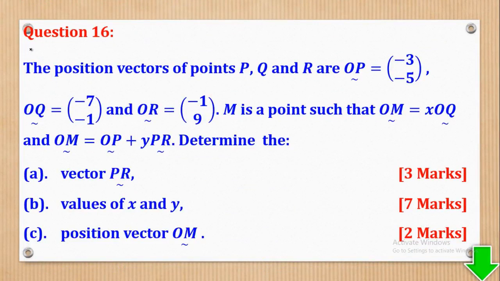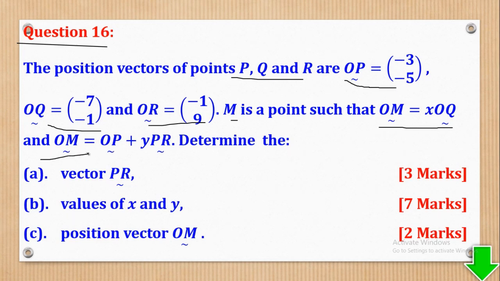So that was question 15. Now we shall go to question 16. Question 16 says the position vectors of points P, Q, and R are these ones. So this is the position vector for P, for Q, and for R. M is a point so that OM is equal to X OQ, and OM is equal to OP plus Y PR. Determine part A, the vector PR, part B, values of X and Y, and part C, the position vector of OM. So we shall start with part A.